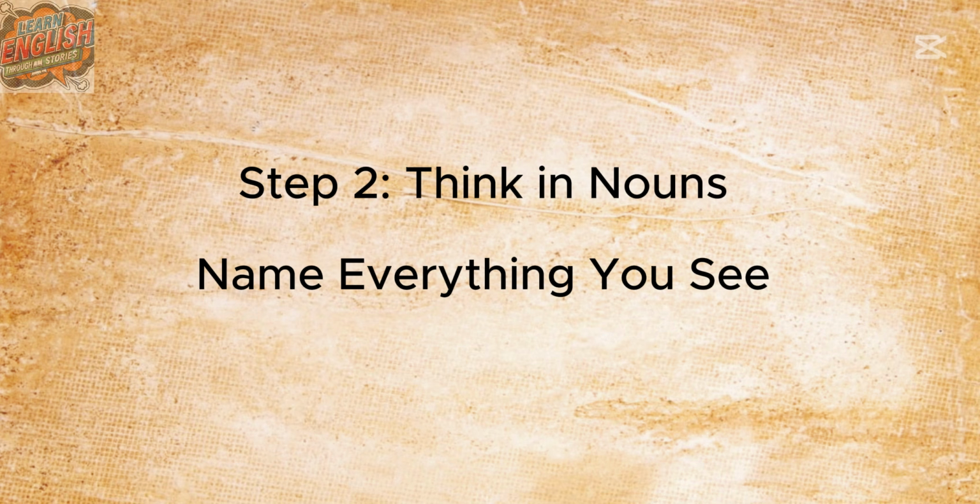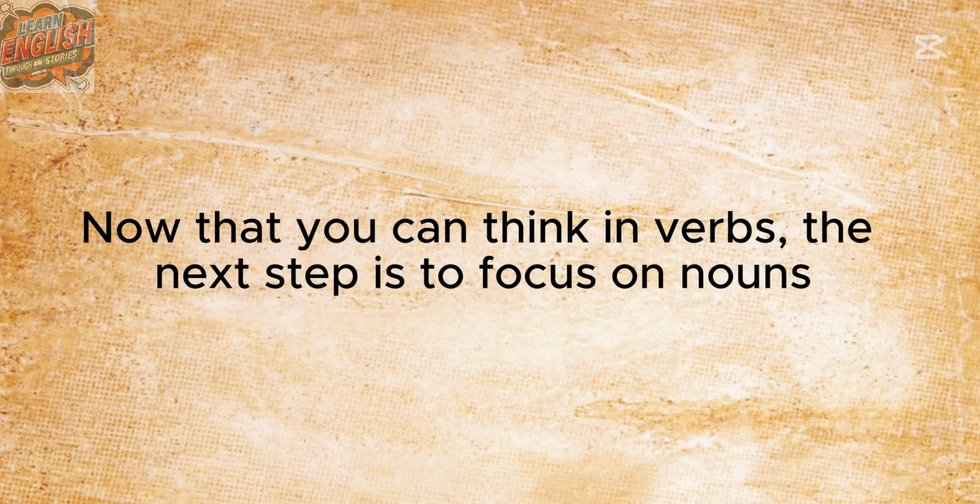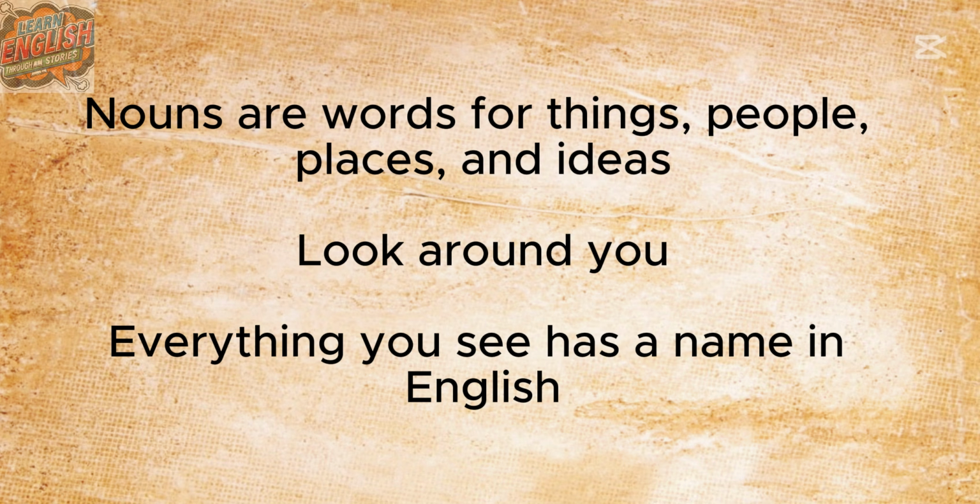Step 2. Think in nouns. Name everything you see. Now that you can think in verbs, the next step is to focus on nouns. Nouns are words for things, people, places, and ideas. Look around you. Everything you see has a name in English.